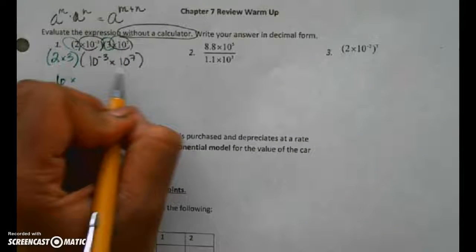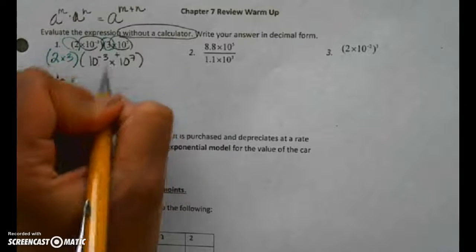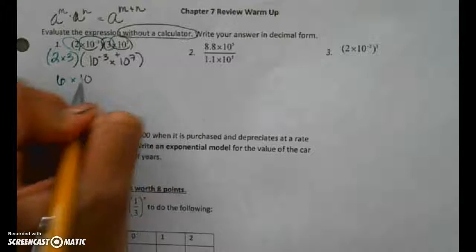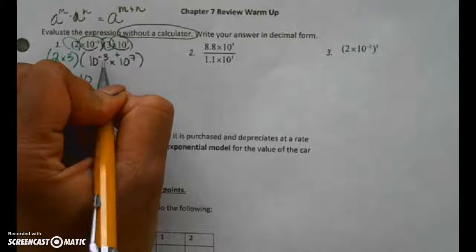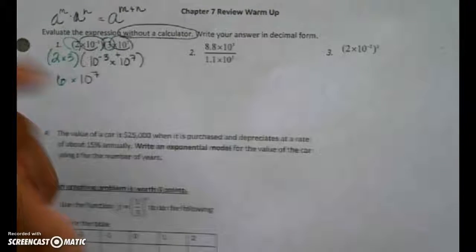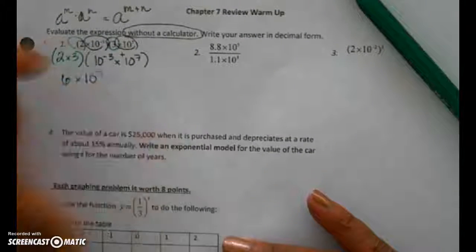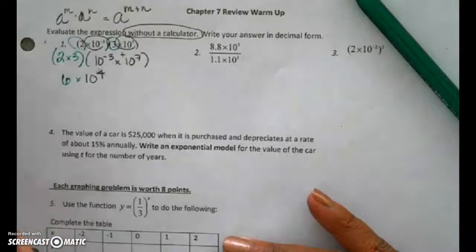Just like for this one, I'm multiplying and they have the same base, so I'm going to add these two exponents. I'm going to have 10 to the negative 3 plus 7 will give me 4. That's not a 4, negative 3 plus 7 will give me 4. Just make sure you're paying attention.